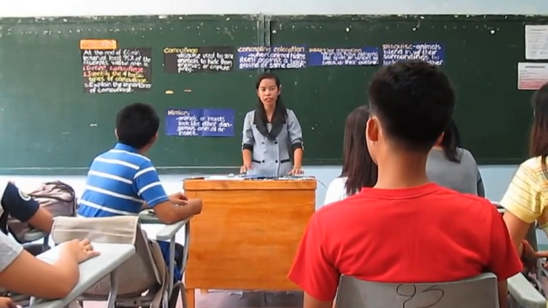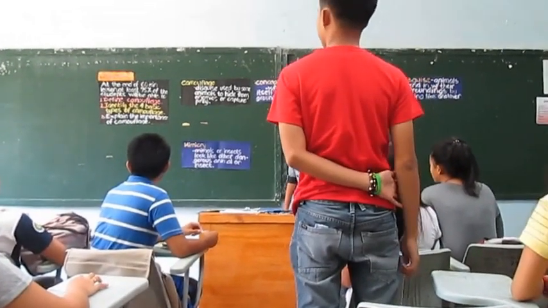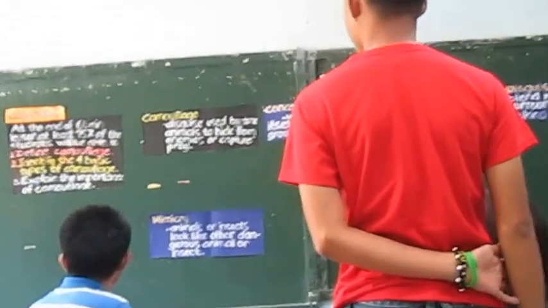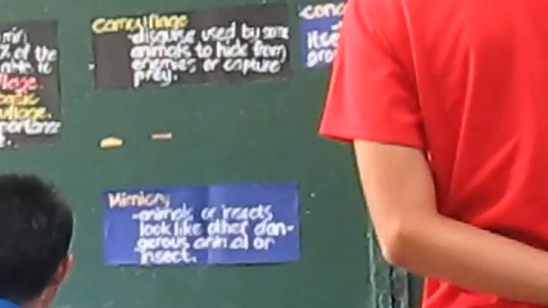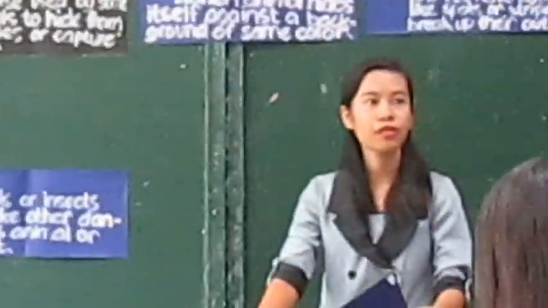Our next lesson is also related to the previous topic. But first, Mr. Ong, please read the objectives. Our objectives for today, ma'am, are to define camouflage. Second is to identify the four basic types of camouflage. And the last is to explain the importance of camouflage. Okay, thank you.